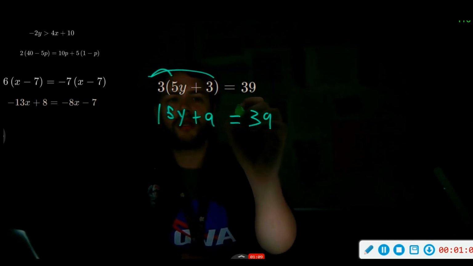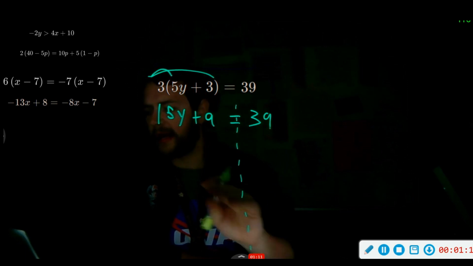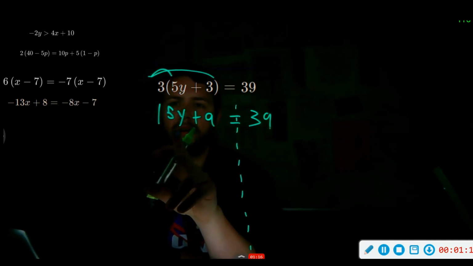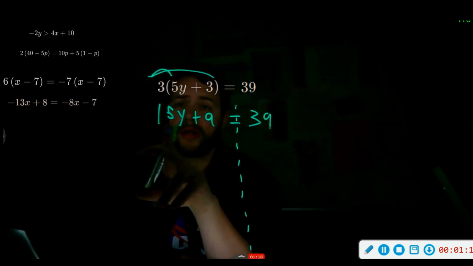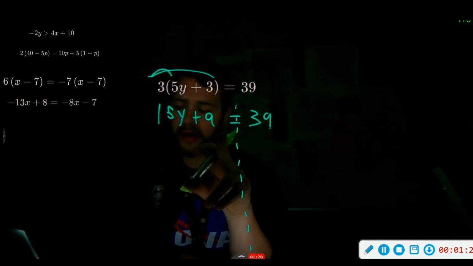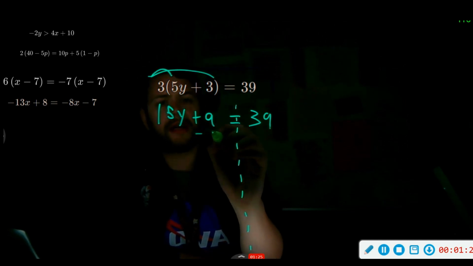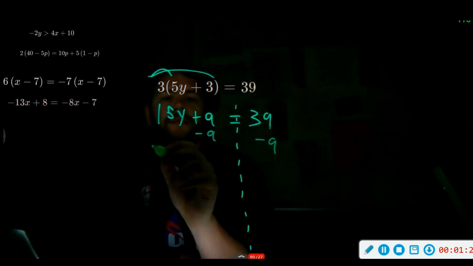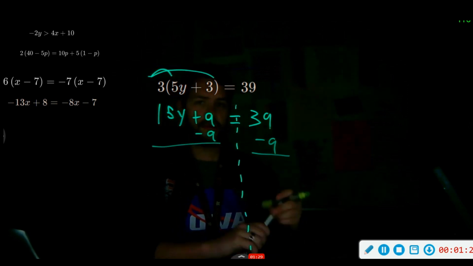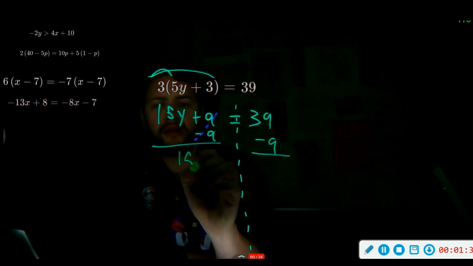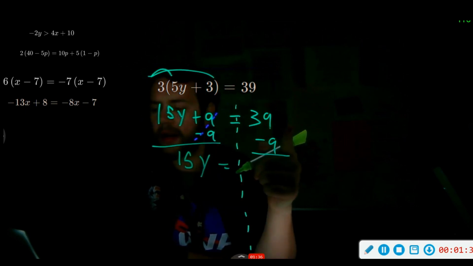Now this is usually where we split these up, and anything we do on one side we have to do on the other one. I want to get the y value by itself, so we're going to do backwards PEMDAS, whereas it usually says 15 times y plus 9, we're going to do the opposite. We're going to subtract and then divide. So I will start by subtracting 9 on both sides. This is going to leave me with 15y equals, and then 39 minus 9 is 30.